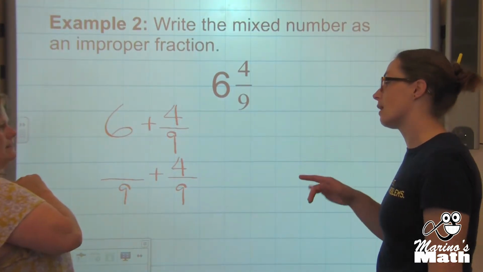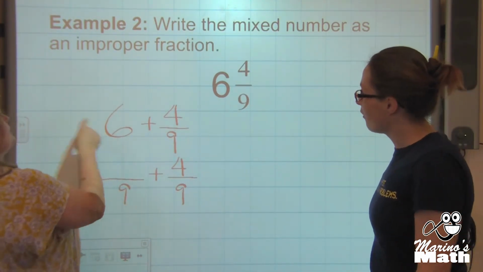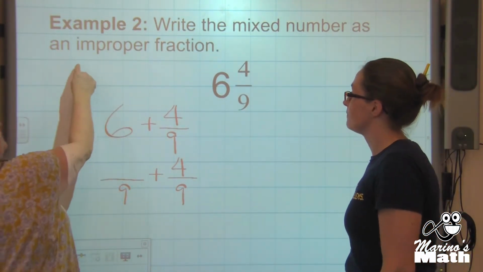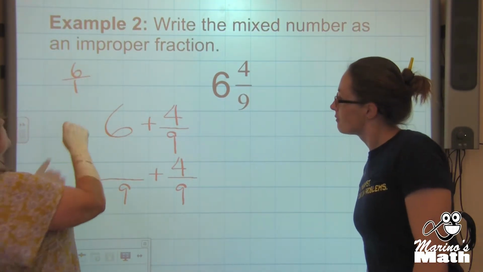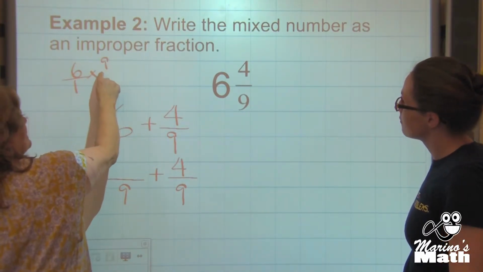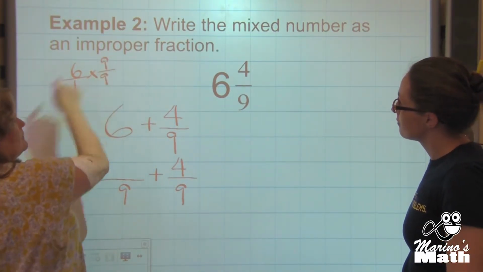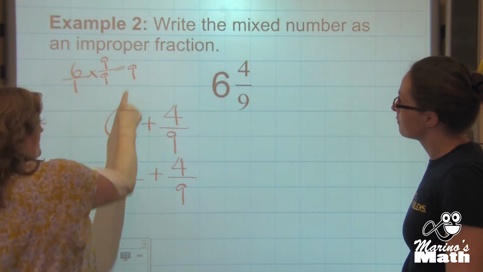Oh, and when I have the same denominator, I can add my numerators together, right? Just add them across. That's the trick of this. But how am I going to get my numerator? Well, you got to do a little side problem here. You say 6 is equal to 6 over 1 when you just want to make 6 into a fraction. And if we multiply the top and the bottom by 9, which you can do because 9 over 9 is 1, then we'll have 9 in the bottom, which we want, right?